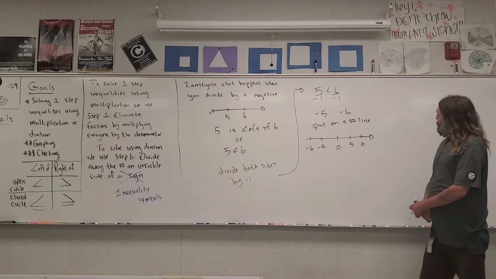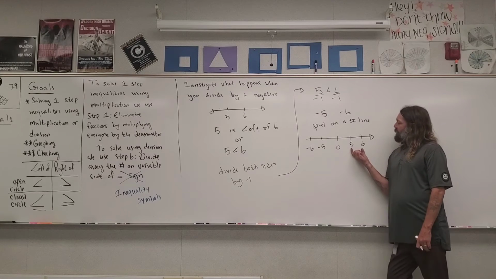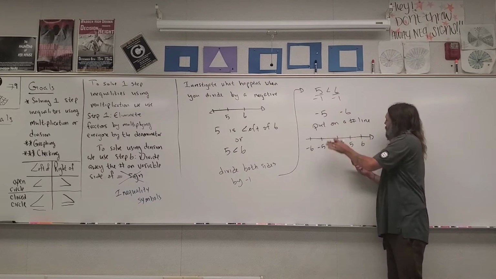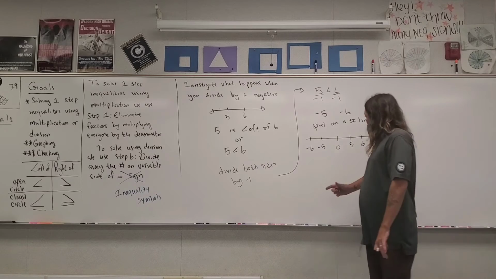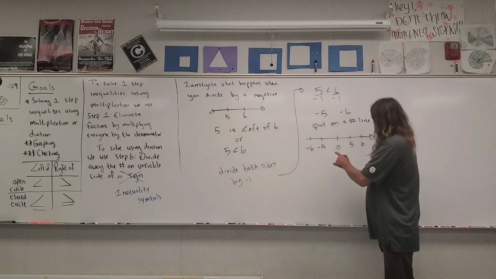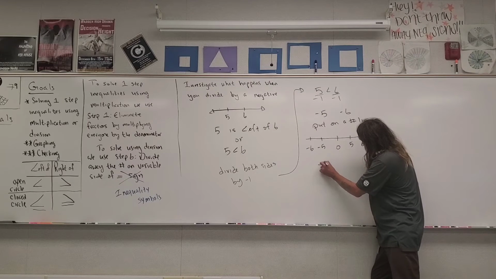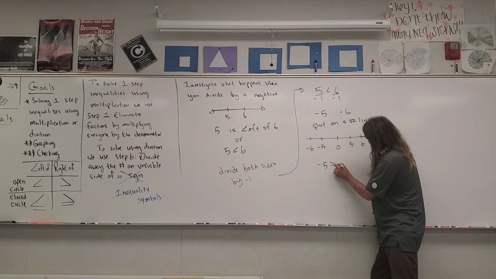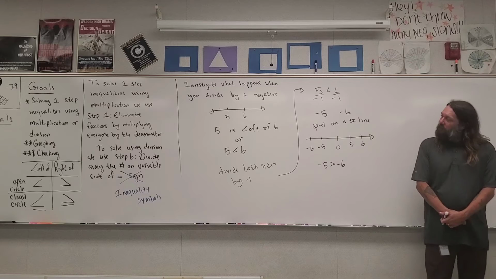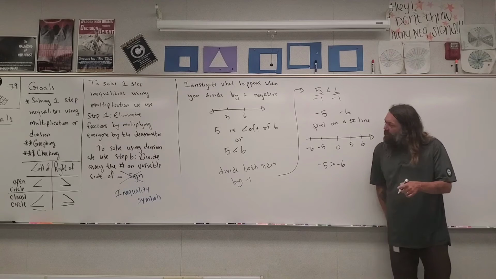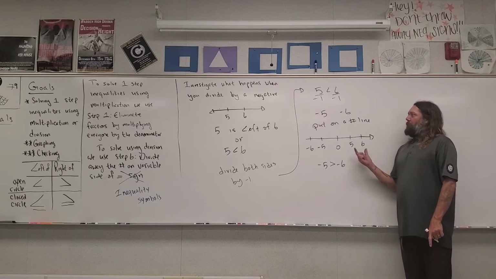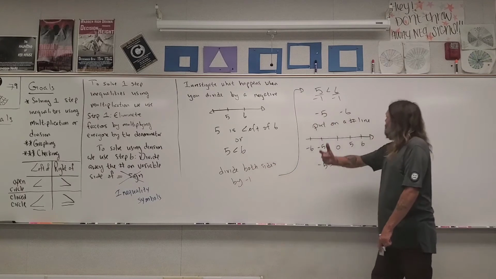Alright? So originally 5 was on the left of 6. But when I divided by a negative 1, I actually changed the signs. And when you change the signs of numbers, you change their position. So that means now that negative 5 is on the right of negative 6. And again, it changed its position because we changed the sign. So when you divide by a negative, you change the signs of your numbers.